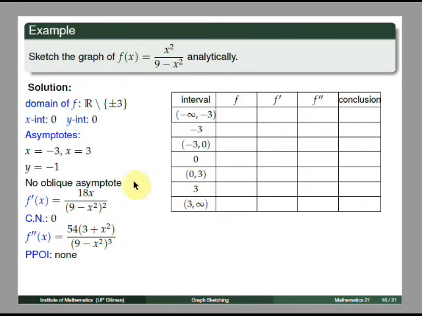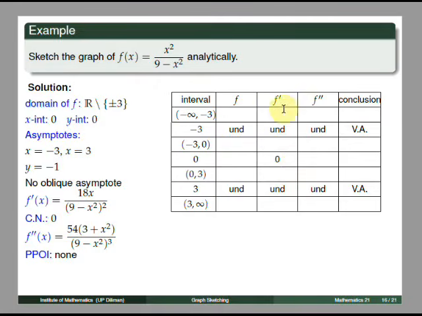Before we move on, let's assign the vertical asymptotes as follows. Since we have vertical asymptotes at x equals negative 3 and x equals 3, put it like this. We have undefined for the f prime and f double prime there, because these are our vertical asymptotes. Nice. For f prime, we know that 0 is a critical number, so we have a 0 here.